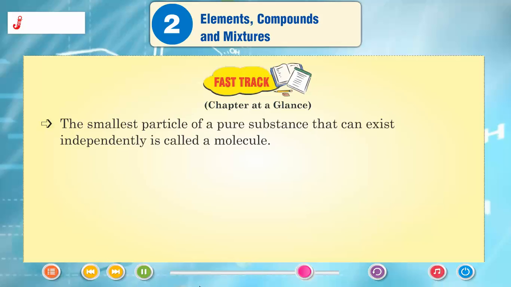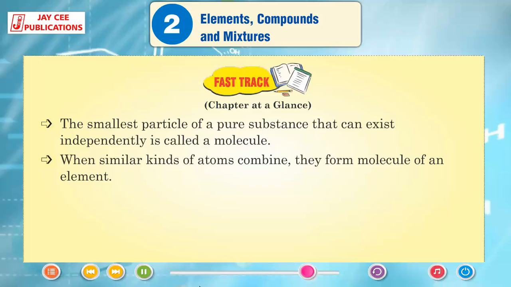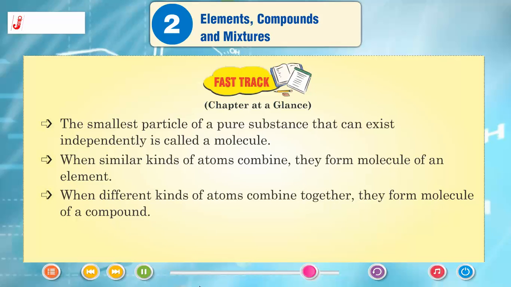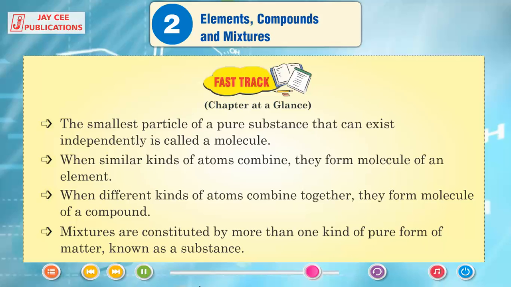The smallest particle of a pure substance that can exist independently is called a molecule. When similar kinds of atoms combine, they form a molecule of an element. When different kinds of atoms combine together, they form a molecule of a compound. Mixtures are constituted by more than one kind of pure form of matter known as a substance.